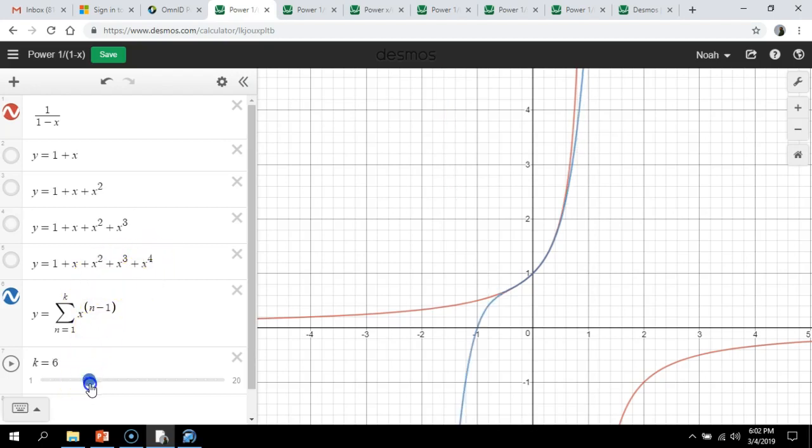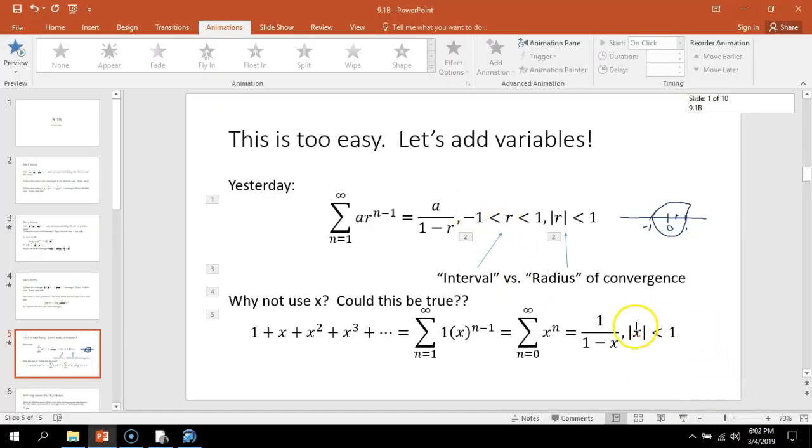Now, as I keep going, notice what happens. That function does a really nice job. And this is just a polynomial, and I'm adding an infinite number of terms together. If this were to get bigger and bigger, I've got it stopping at 20, but notice it does a really nice job. Where does it do a nice job? Between -1 and 1, which is exactly what we tell ourselves in this problem.